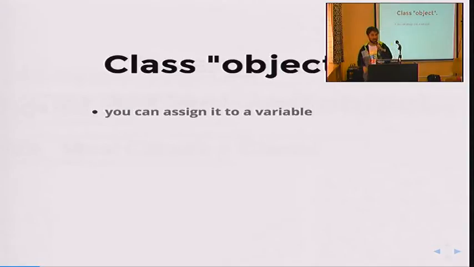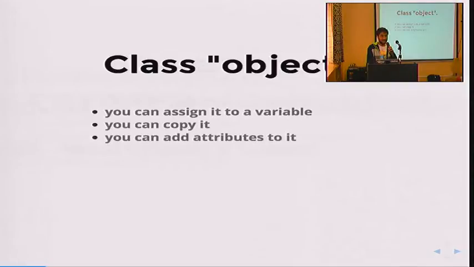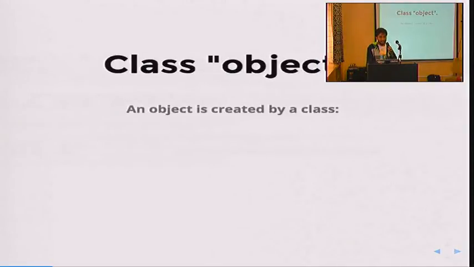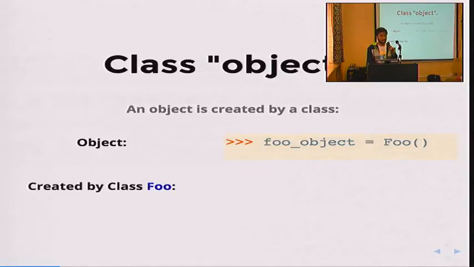So since a class is an object, you can assign it to a variable. You can copy it. You can add attributes to it, and you can pass it as a function parameter as well. So since every object is created by a class, let's see. We have a foo object which is created from a class Foo, and the class Foo is defined like this.